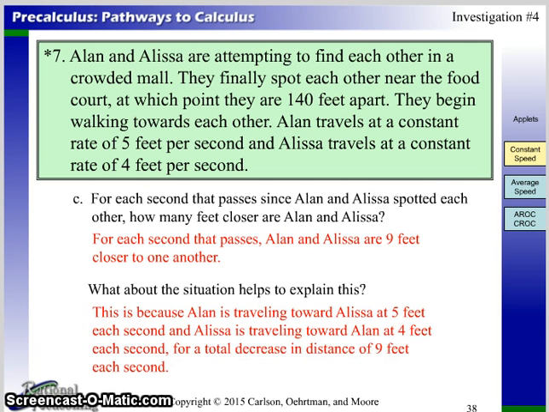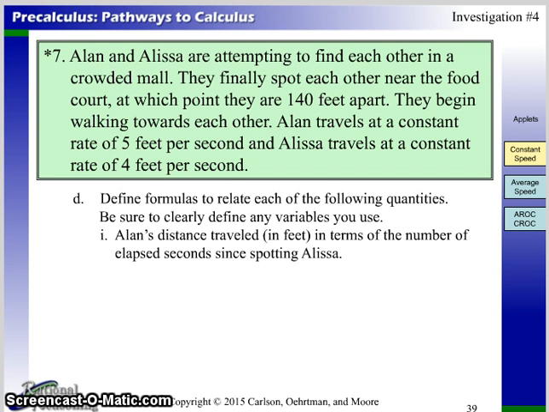Now the author explains it this way. Alan's traveling toward Alissa at a constant rate of 5 feet each second. Alissa is traveling toward Alan at 4 feet each second. And that's a total decrease in distance of 9 feet each second that they are apart.